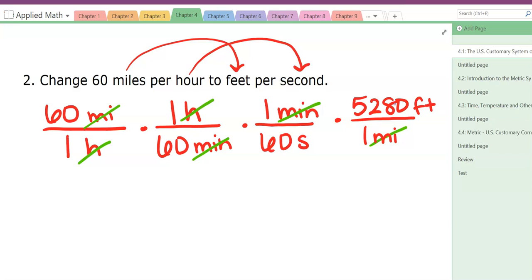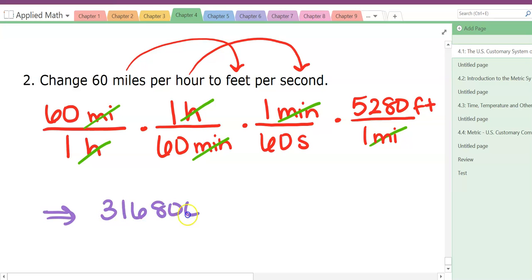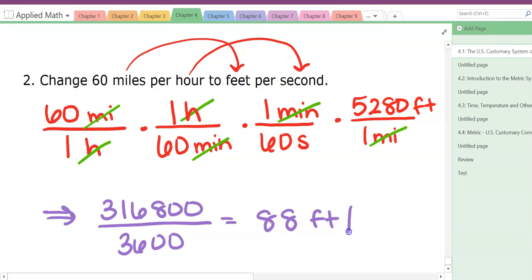So you're going to take 60 times 1 times 1 times 5,280, or just take 60 times 5,280. That's going to give you, on top, 316,800. And then on the bottom, you've got 1, 60, 60, which would be 3,600. And so what did you get for a final answer? 88 feet per second.